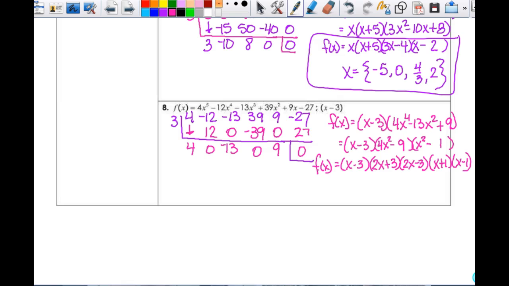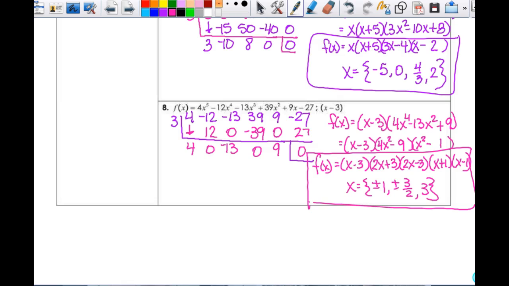Okay, we all good? And then I need my zeros. So these two sets right here are going to give me a plus and minus both of those things. So I'm going to have a plus or minus 1, plus or minus 3 halves, and then 3. Okay, we good so far? Good? Any questions at all?